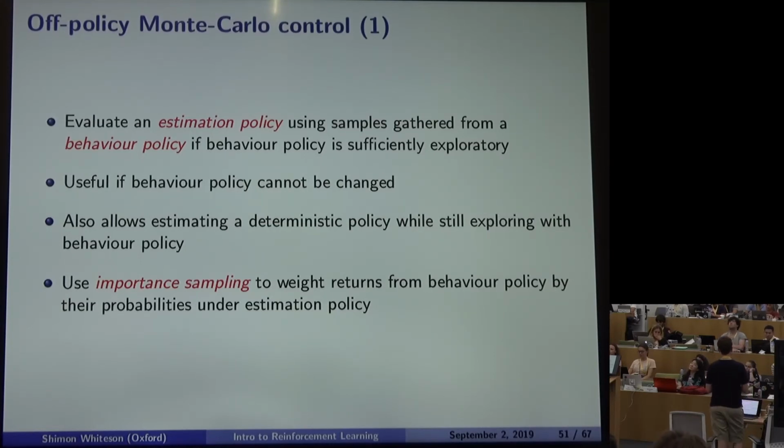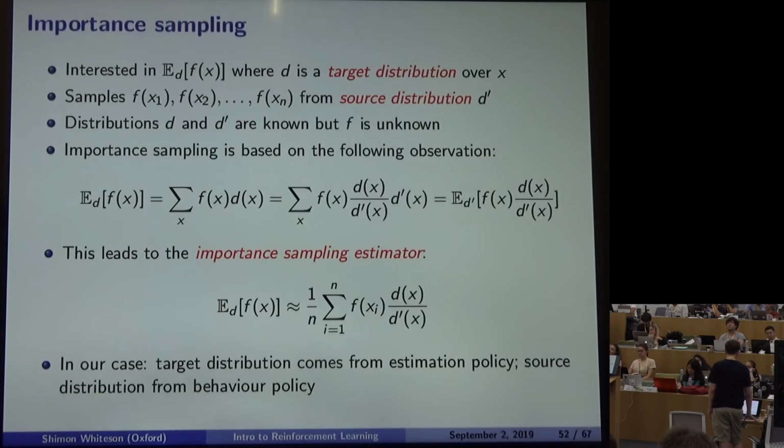Or in many cases, what we're actually interested in learning about is a deterministic policy, because deterministic policies have lower variance, and we know that there always exists an optimal deterministic policy. But in order to explore, we typically want a stochastic policy. So we'd like to learn about a deterministic policy using data gathered by a stochastic policy. That will require us to be off policy. We can do that using importance sampling.